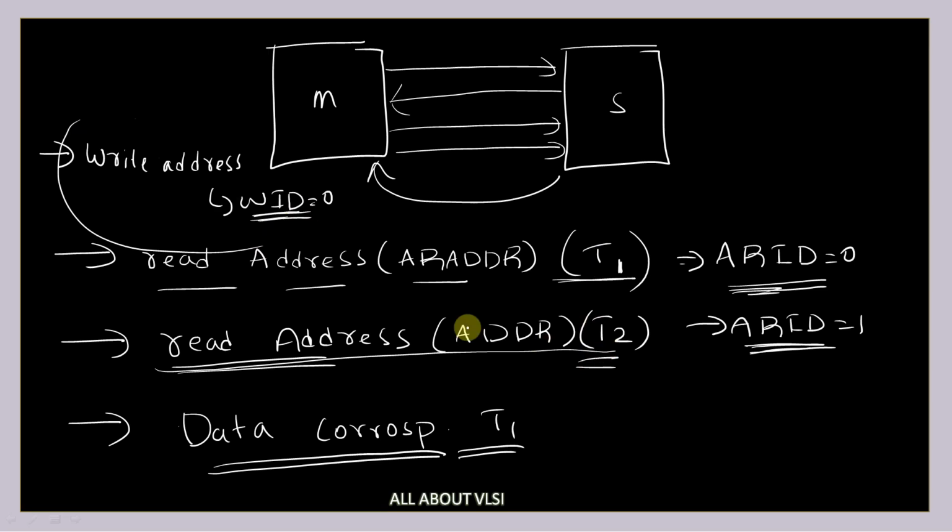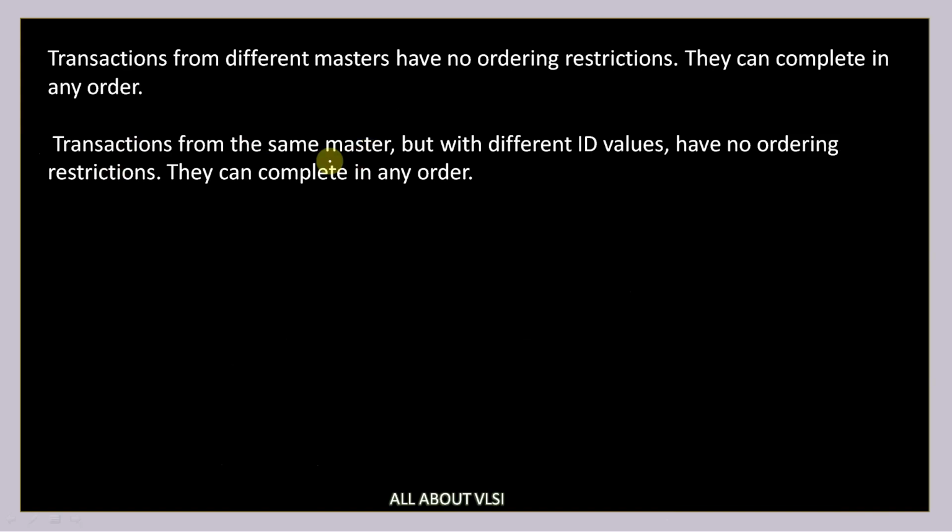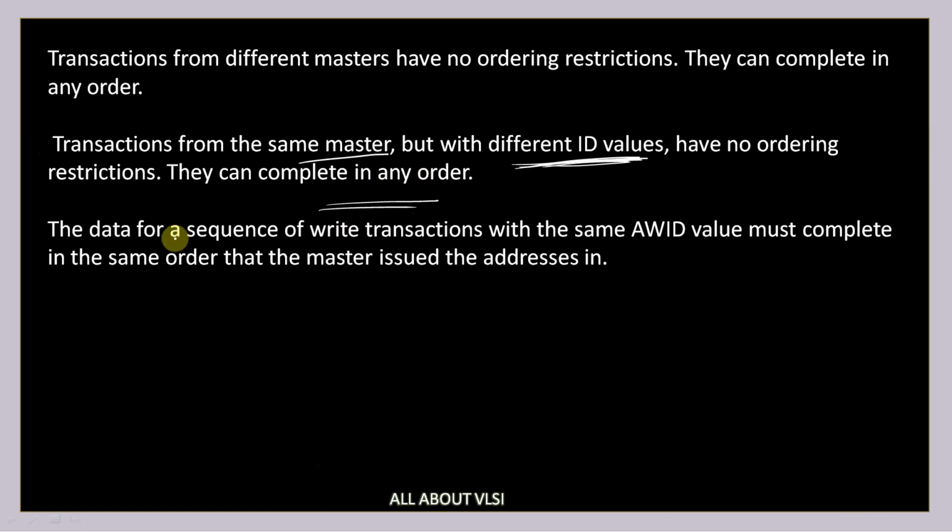So this is nothing but my out of order transaction, and some of the rules which govern out of order transactions are written here. The transactions from the same master but with different ID values, this is what I am stressing, have no order restrictions, and they can complete in any order. But the data for a sequence of write transactions with the same AWID value must complete in the same order that the master issued the addresses in.